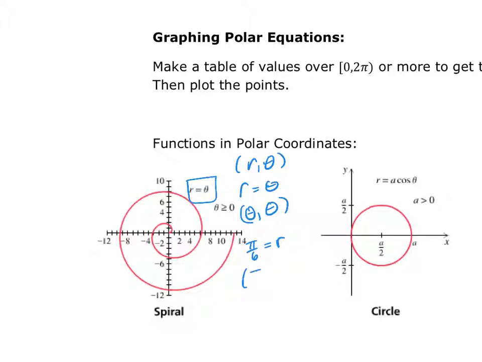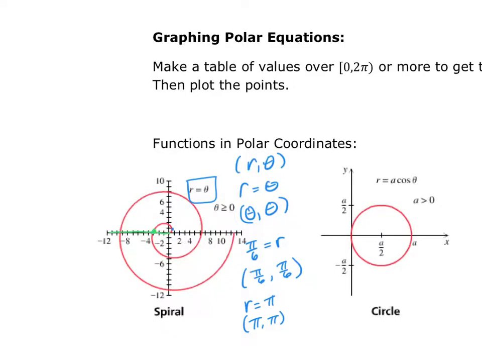So I would plot the point pi over 6 comma pi over 6. And when I plot that, I'm going to put that into my calculator and get the decimal equivalents. So that's about right here. If I do r is equal to pi, in other words I'm plotting pi comma pi, so pi is the angle, here's where the angle pi is, but I'm also out that pi distance. So I would continue through, and that's how I get the spiral as it comes out.